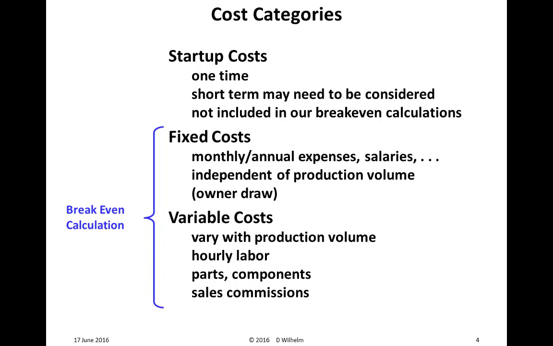Variable costs are variable because they vary with production volume, no other reason. Hourly labor, if they're paid by production, is a variable cost. If it's salary, independent of production volume, it's not a variable cost. Parts and components, those are pretty much variable costs. Sales commissions are variable costs.